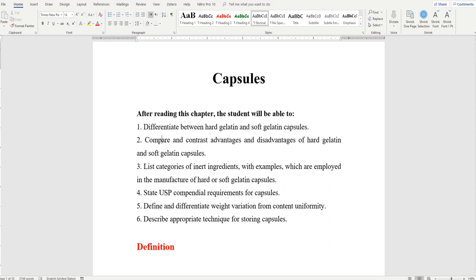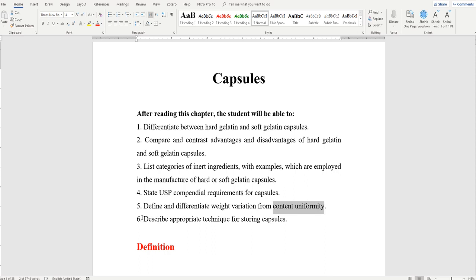Another thing is you need to tell us about compendial requirements. Here I'm talking about the quality control tests for capsules. One of these quality control tests is referred to as the weight variation test. And we have another test which is about content uniformity. Now you need to differentiate between these two tests that are commonly applied to capsules.